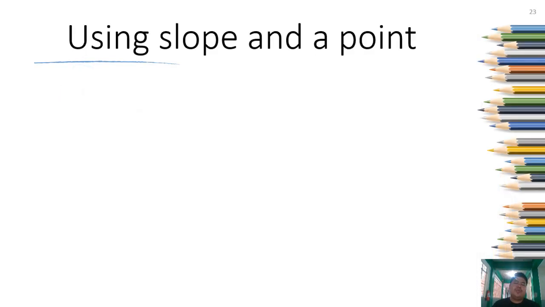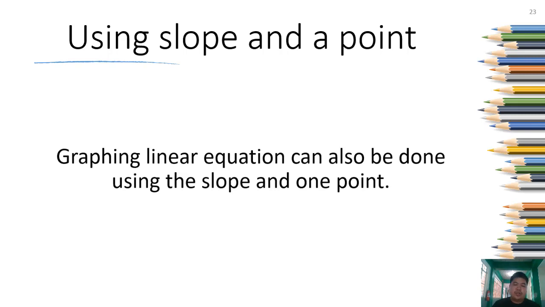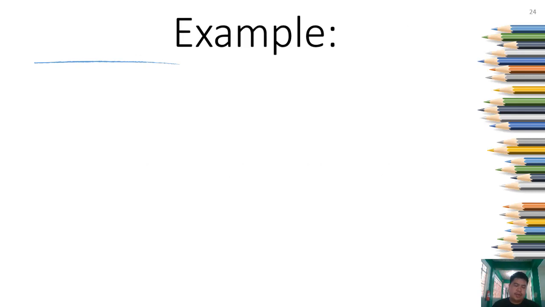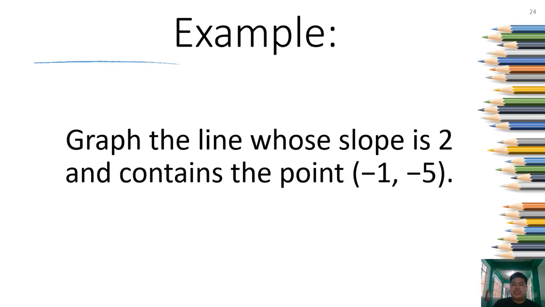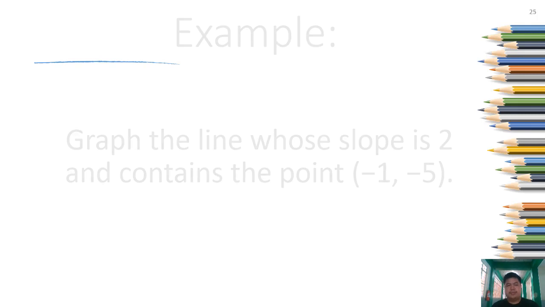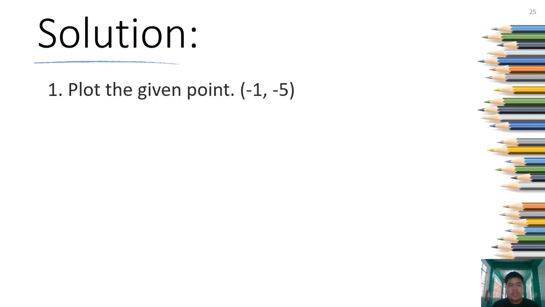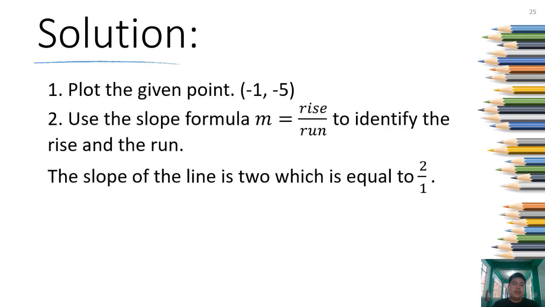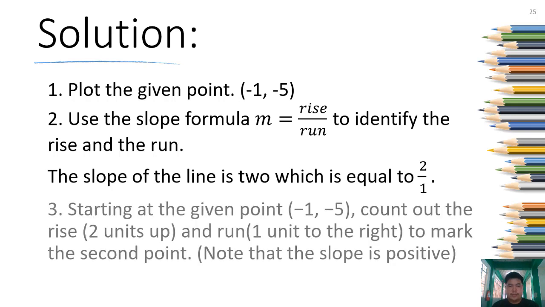In using a slope and a point, graphing a linear equation can also be done using the slope and a point. How? Here's an example. Graph the linear equation whose slope is 2 and contains the point negative 1 and negative 5. Here's the solution. Plot the given point negative 1 and negative 5. Then use the formula m is equal to rise all over run to identify the rise and the run. The slope of the line is 2, which is equal to 2 all over 1.